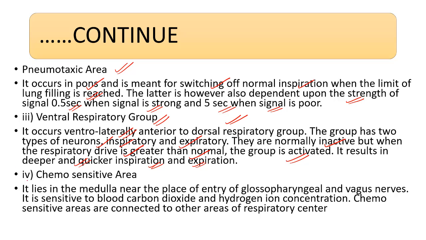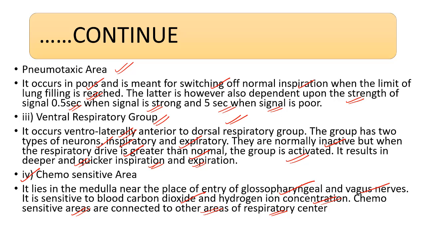Chemosensitive area. It lies in the medulla near the place of entry of the glossopharyngeal and vagus nerves. It is sensitive to blood carbon dioxide and hydrogen ion concentration. Chemosensitive areas are connected to other areas of the respiratory center.